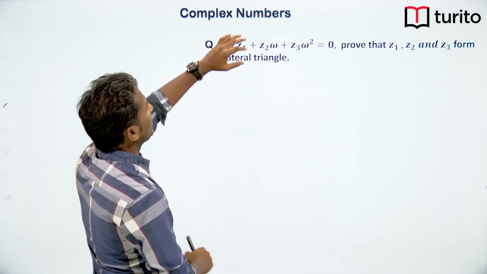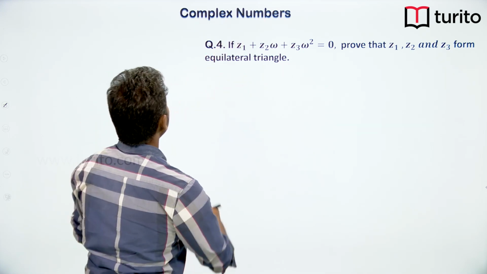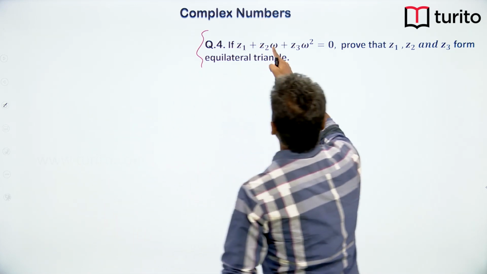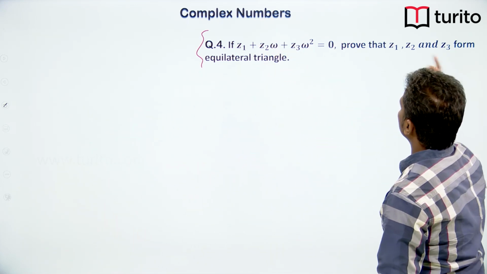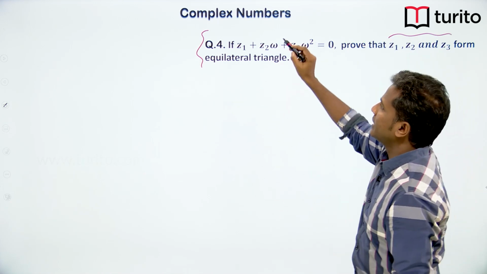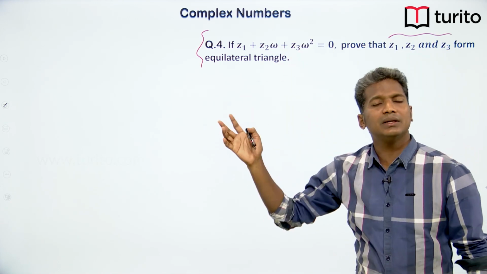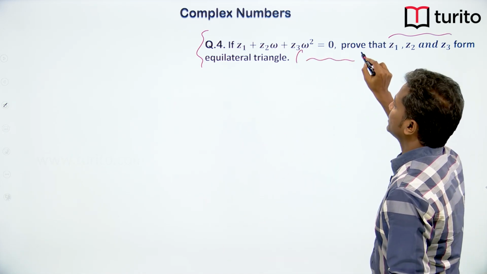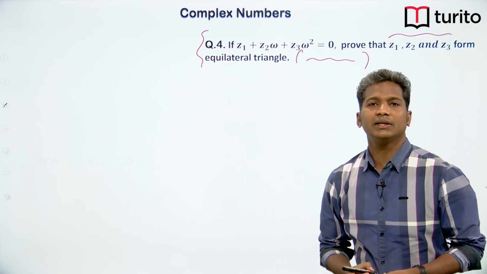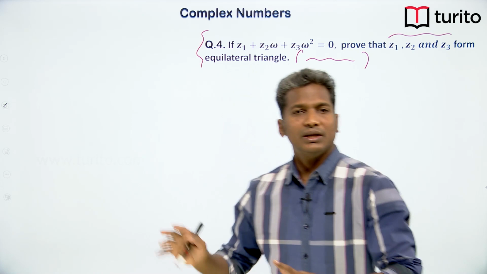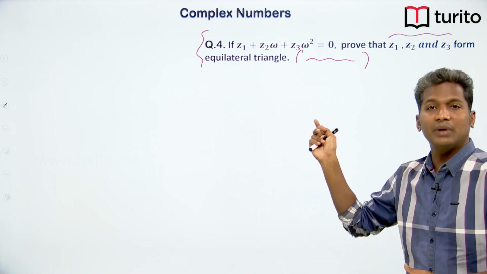Now, let us say there is this question. This is a previous year question. Z1 plus Z2 omega plus Z3 omega square is 0. Then prove that these three form an equilateral triangle, and here it shall be mentioned that omega is the cube root of unity. That must be mentioned in the question. If it is not mentioned, then you can take it as any number. Here it was supposed to come, but it did not come.